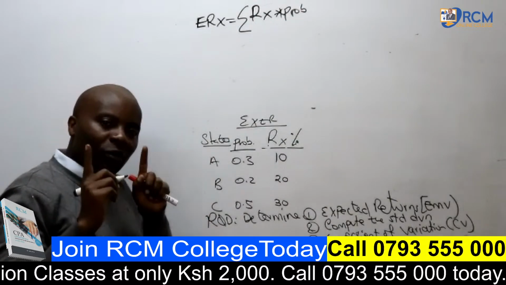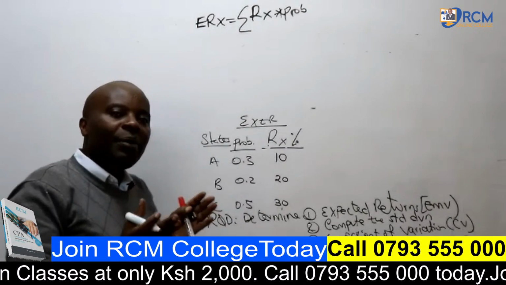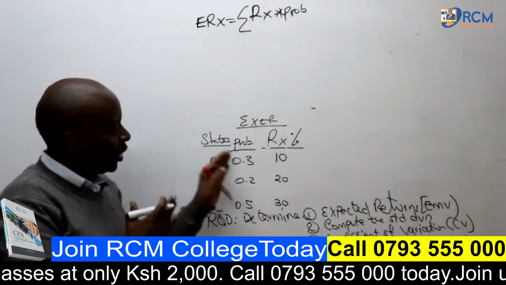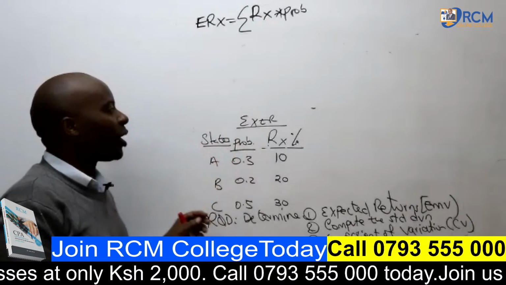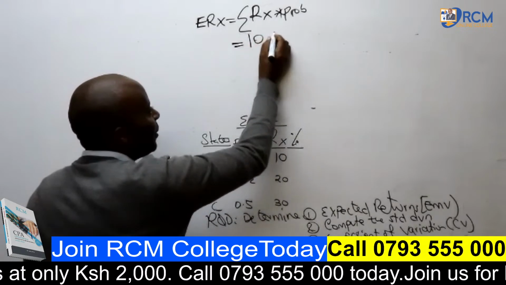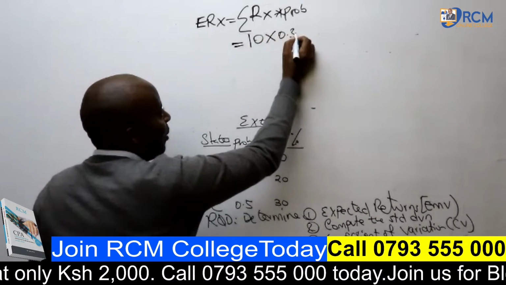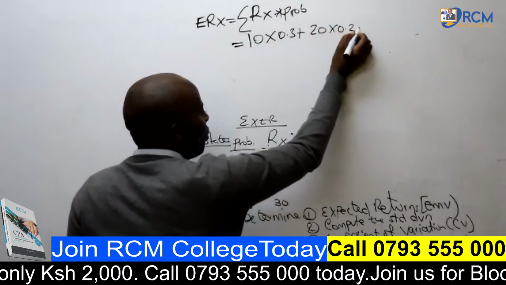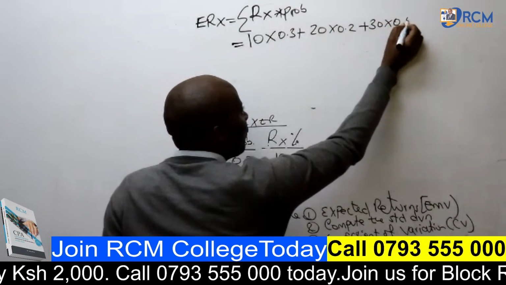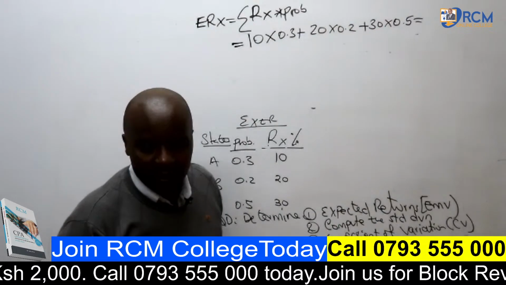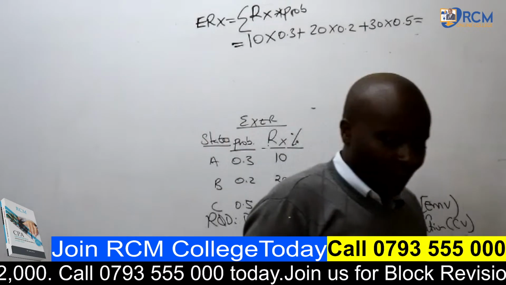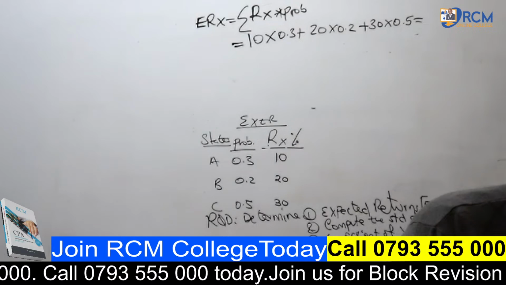In the environment of risk, ladies and gentlemen, we shall be incorporating the risk factors into our cash flows. We shall be taking the probabilities given times the actual returns. So the expected return will be equal to: take this 10 times its corresponding probability of 0.3, plus 20 times 0.2, plus 30 times 0.5. So please give us an answer. Now from there, what figure are they able to give us?